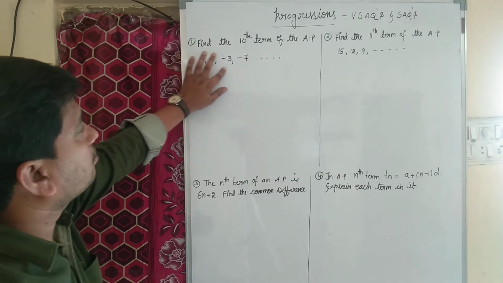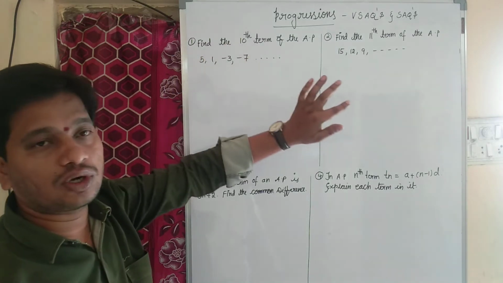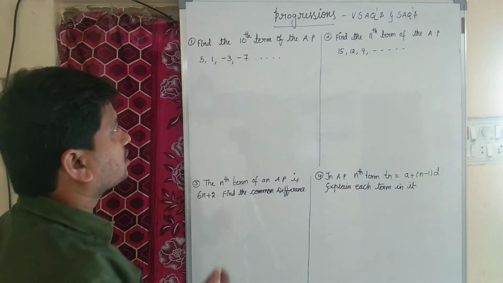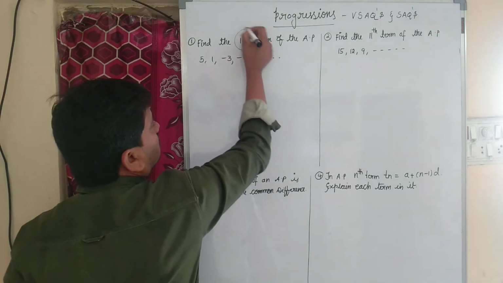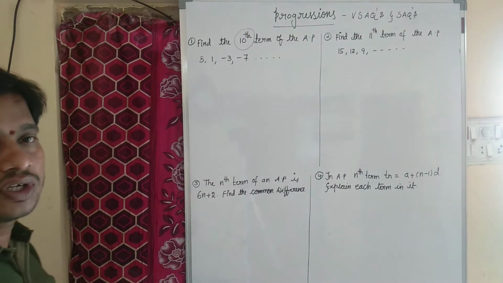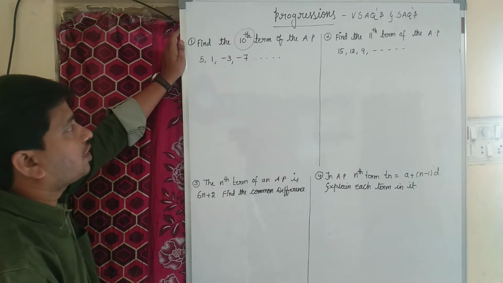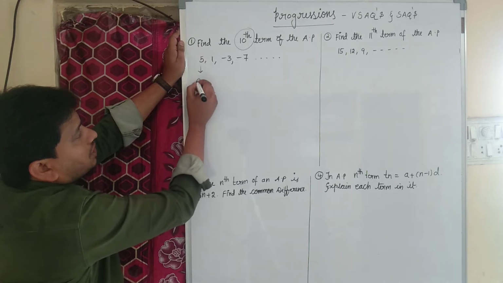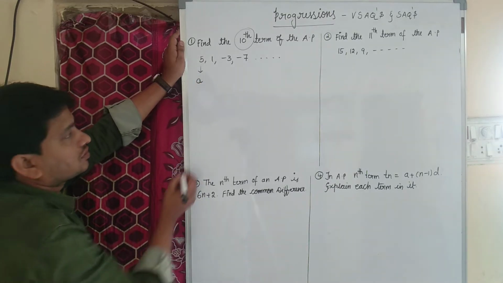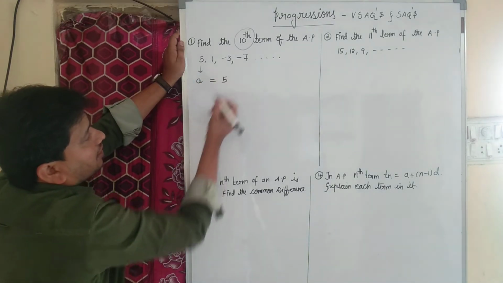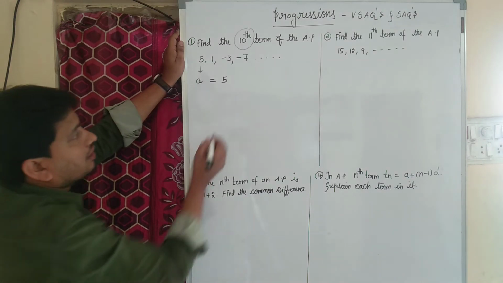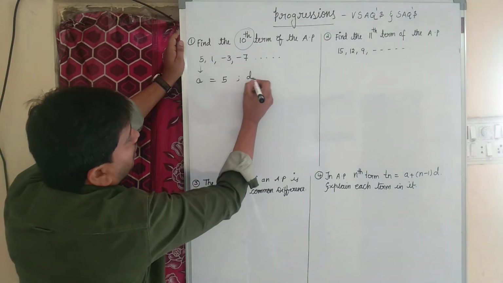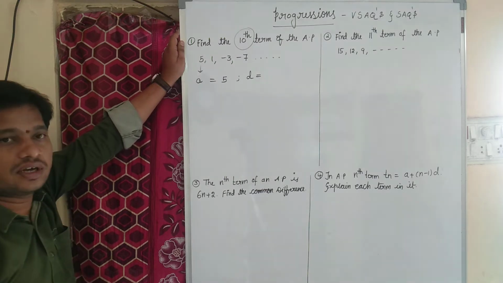5, 1, minus 3, minus 7 and so on. They are asking to find which term? 10th term of an AP. Right? So children, here what is the first term? As we know that in an AP, first term we call it as A, which is equal to 5. And then we need to find the common difference, that is called as D.